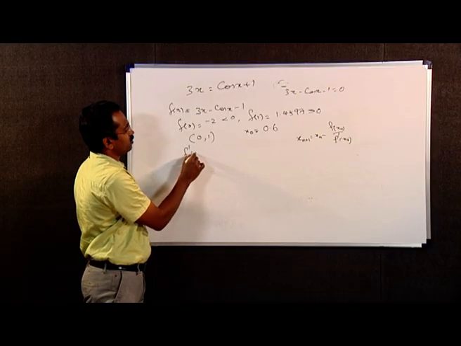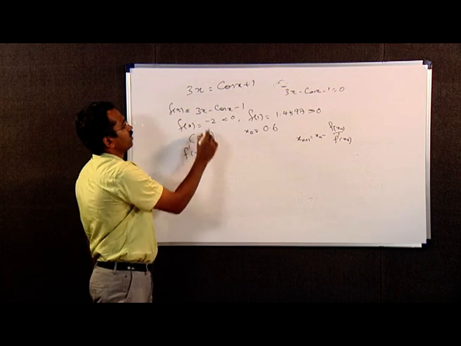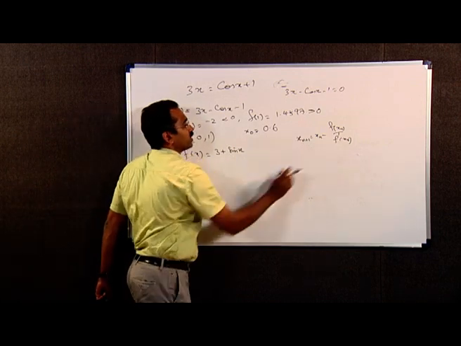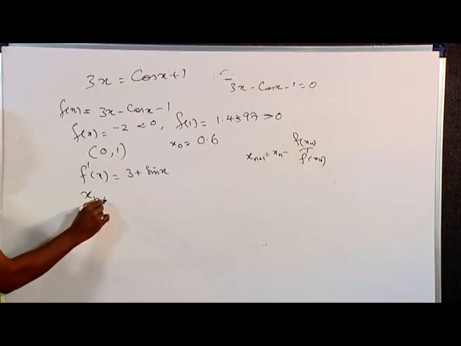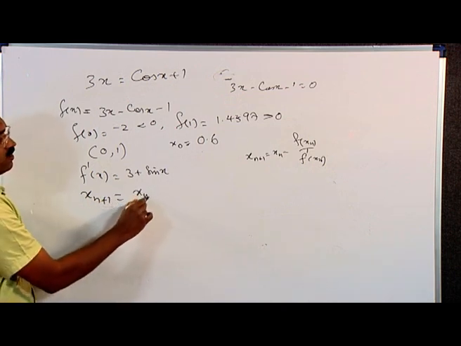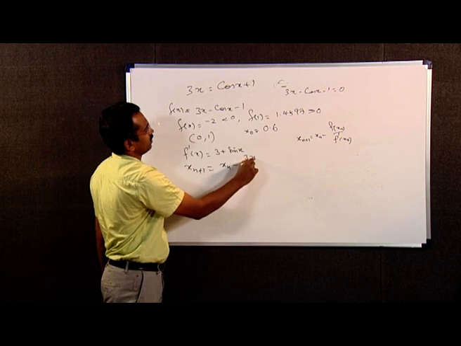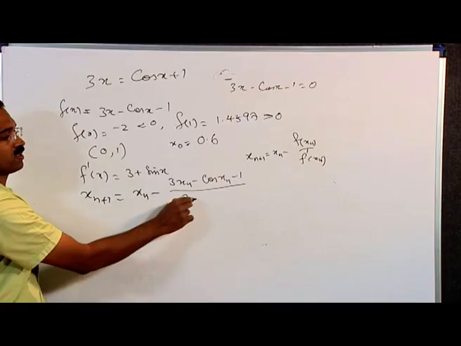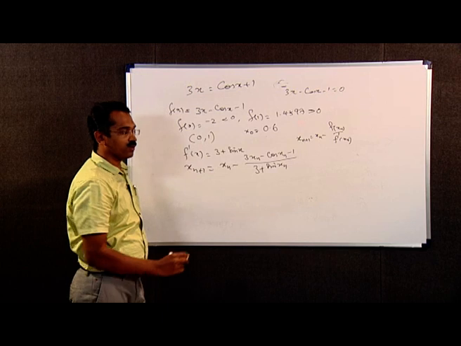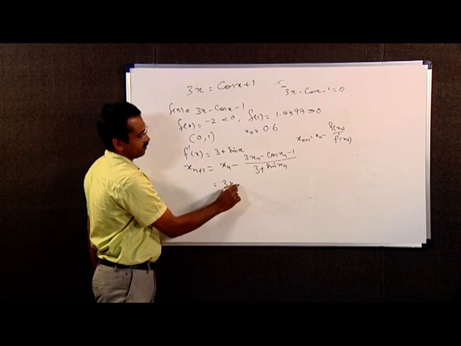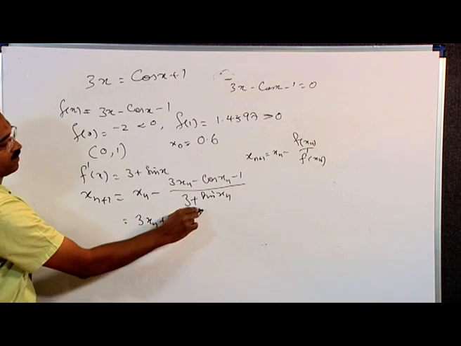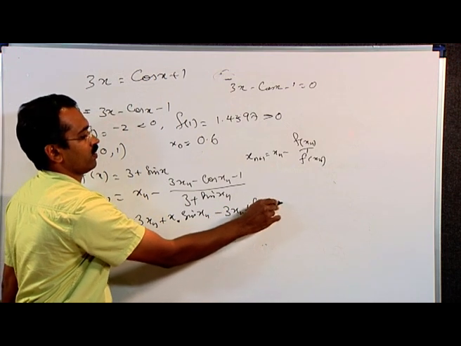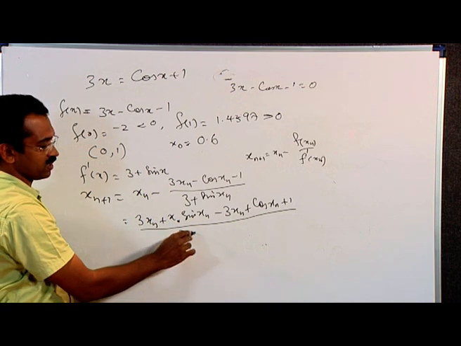Here, f dash of x is equal to 3 plus sin x, then the RHS becomes x n plus 1 is equal to x n minus f of x n, which is 3 x n minus cos x n minus 1, divided by f dash of x n, which is 3 plus sin x n, which is equal to 3 x n plus x n sin x n minus 3 x n plus cos x n plus 1, all divided by 3 plus sin x n.